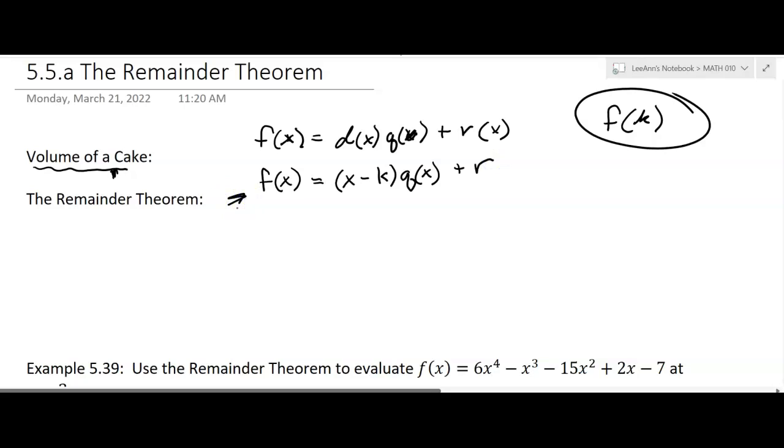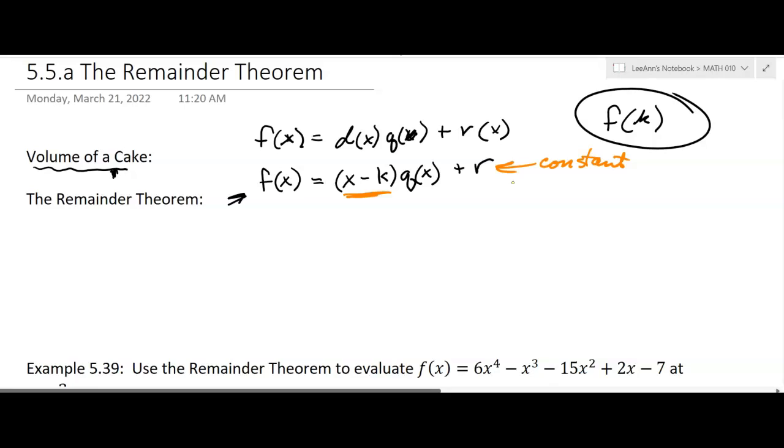Now, some of you, if you're watching along, are saying, hey, wait a minute, she didn't put r of x, she just put r. We know that this has to be a constant. And you might say, well, how do we know that? Because we're dividing by a linear factor, and the remainder has to be at least 1 degree less than what you're dividing by. So we know that r is just going to be a constant.